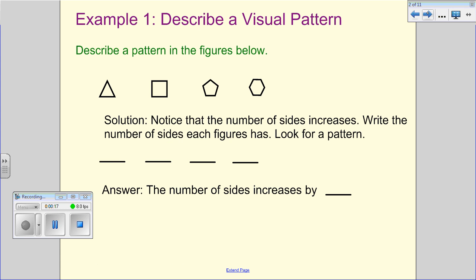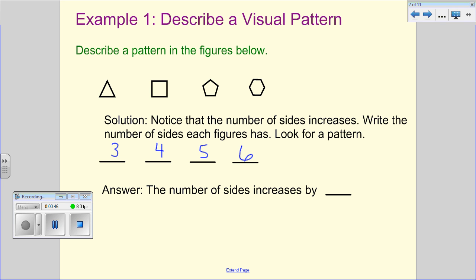If we take a look at this first example, we wanted to be able to describe a visual pattern in geometry. So if we look at the pattern below, we've got triangles, we have a square, we have a pentagon, we have a hexagon. The name of it isn't really what the pattern is, but what we're noticing is the total number of sides increases. We went from 3, 4, 5 to 6. So let's write the number of sides on each. Like I said, we went from 3 to 4 to 5 to 6.